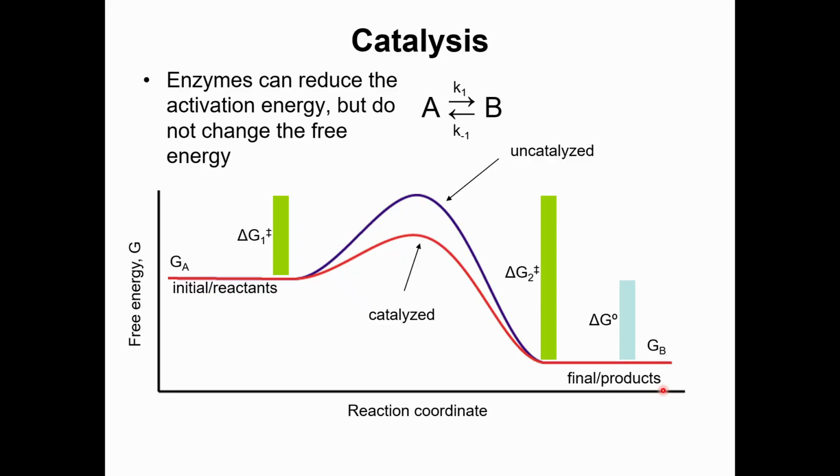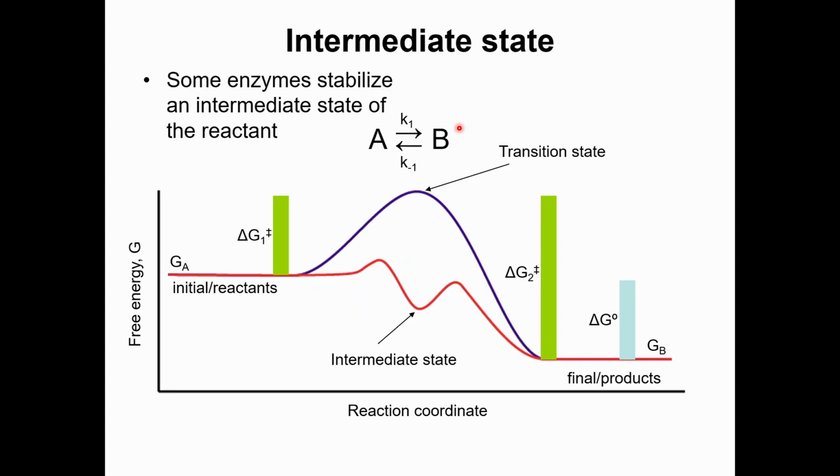So that's basically the definition of catalysis. The enzyme is acting like a catalyst, and it's lowering the activation energy so that the reaction can go forward at a biologically relevant rate. Okay. And of course, there's a forward rate and a reverse rate. Okay. So some enzymes stabilize an intermediate state of the reactants, and some don't.